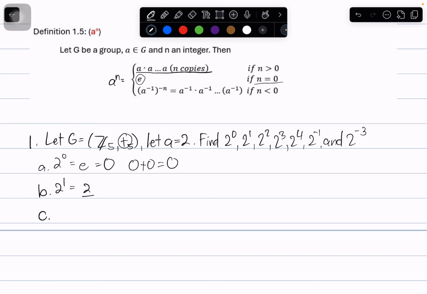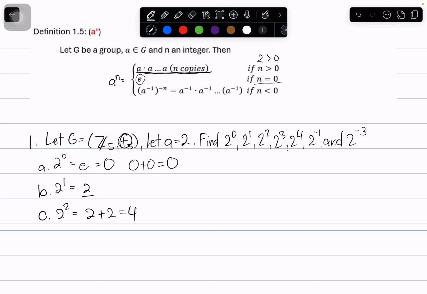Now, we will try to find the next one. So 2 raised to 2. Our n now is still 2, so 2 is still greater than 0. If 2 is greater than 0, we will use this again. Now we have n copies, so we will simply use 2 plus 2. Why plus 2? Because we will be using addition, our operation for this group. So we will simply do 2 plus 2, which is equal to 4.